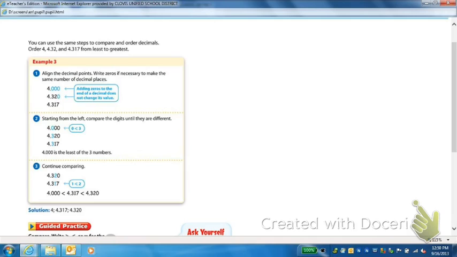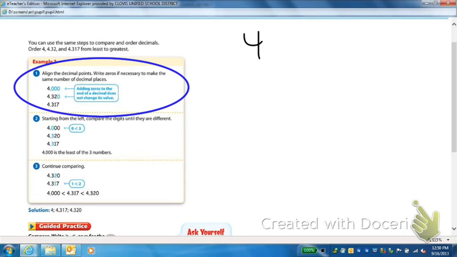Whole numbers are pretty easy to figure out, but decimals are where people will have trouble. Here it says you can use the same steps to compare and order decimals. Order 4, 4.32, or 4 and 32 hundredths, and 4 and 317 thousandths from least to greatest. Now it says align the decimal points. Write zeros if necessary to make the same number of decimal places. So here we're comparing 4 and 32 hundredths, and 4 and 317 thousandths.